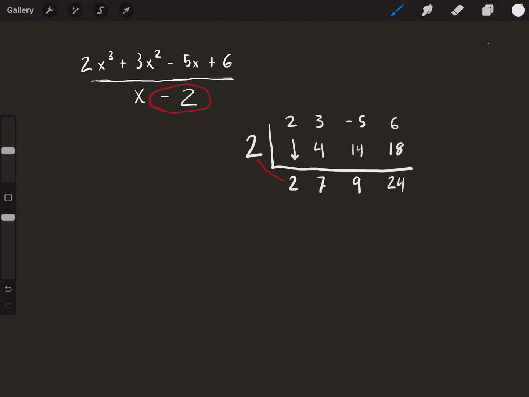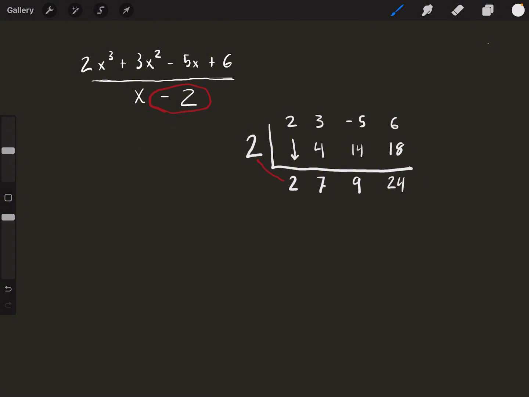Okay. So now we have all these numbers. What do we do with them? So now we plug this back in to a polynomial. So our original one starts with 2x cubed. So we know when we divide it, it's going to be 1 less. So it's going to start with x squared instead of x cubed.